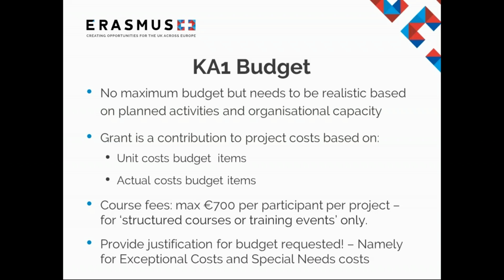Funding for actual costs is obviously based on the real cost of the item or service, but only a certain percentage of the cost will be covered. Budget headings using actual costs are special needs support up to 100% and exceptional costs. For exceptional costs, a percentage of the actual total cost will be funded via the Erasmus Plus budget depending on the cost. The percentages and more information can be found on page 75 of the program guide.